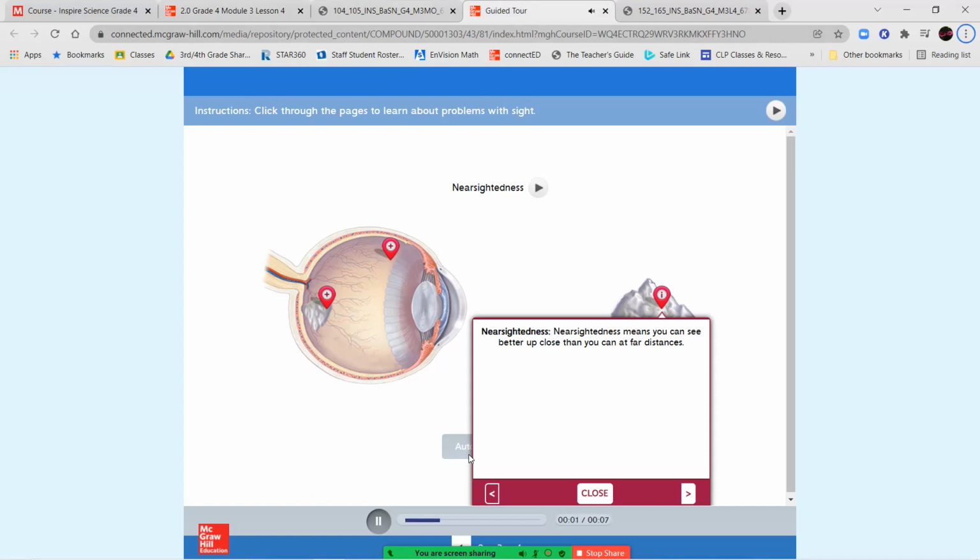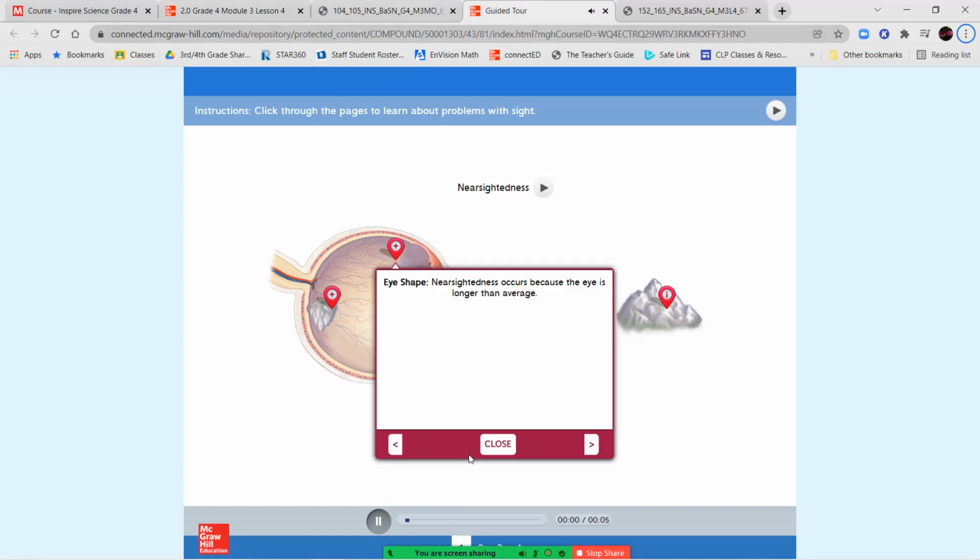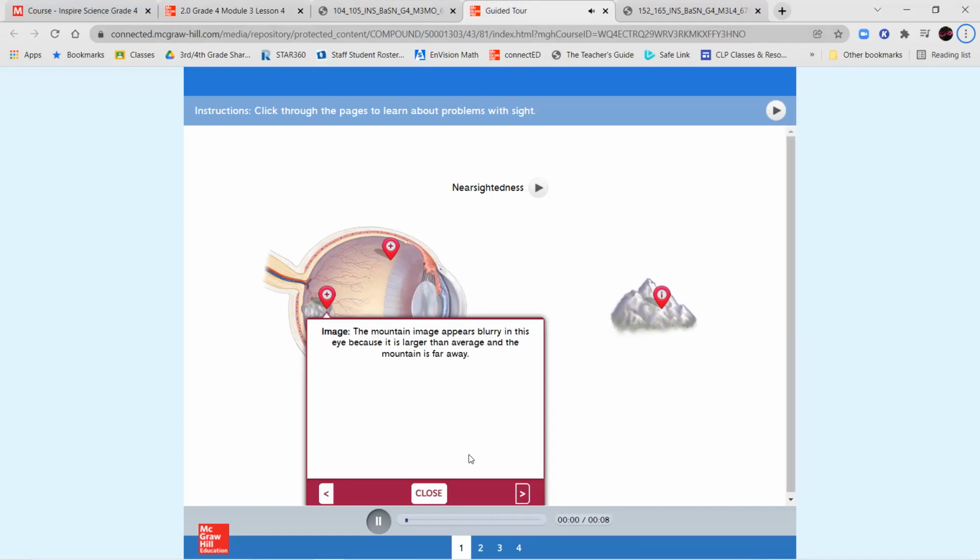Nearsightedness. Nearsightedness means you can see better up close than you can at far distances. Eye shape. Nearsightedness occurs because the eye is longer than average. Image. The mountain image appears blurry in this eye because it is larger than average and the mountain is far away.